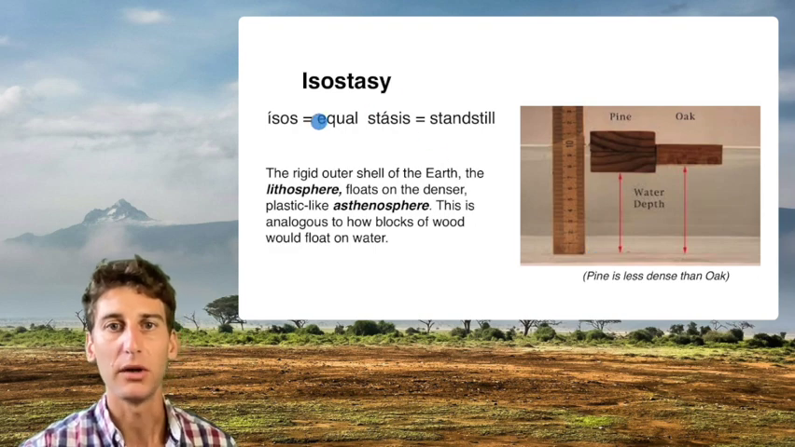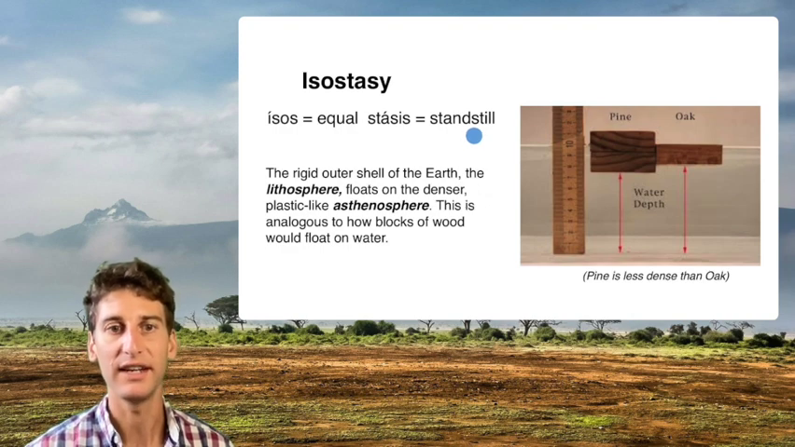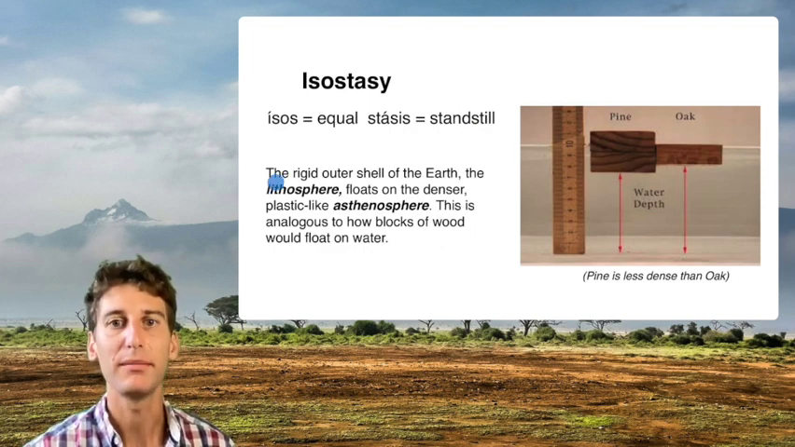Okay, so this process, this balance of forces, is called isostasy. It has a Greek origin from isos, meaning equal, and stasis, meaning standstill. So the idea here is that you have this equal standstill of forces that lead to the earth as it is. So another way to think about this, if icebergs aren't your thing, is different blocks of wood.